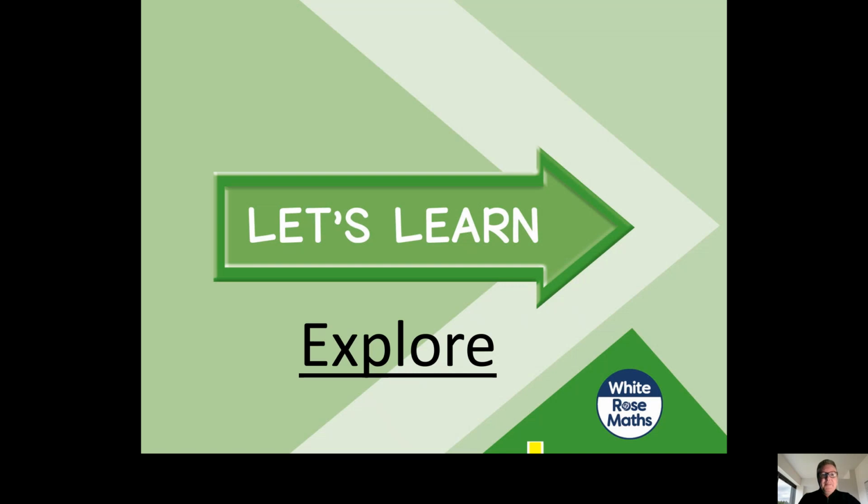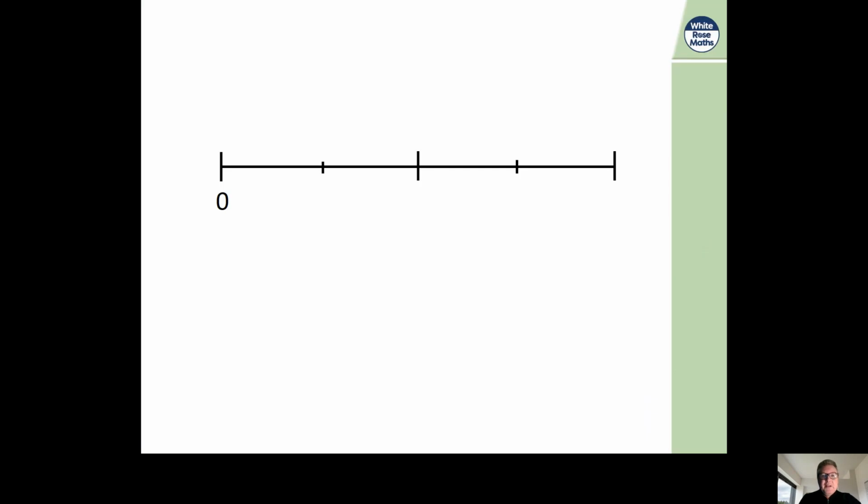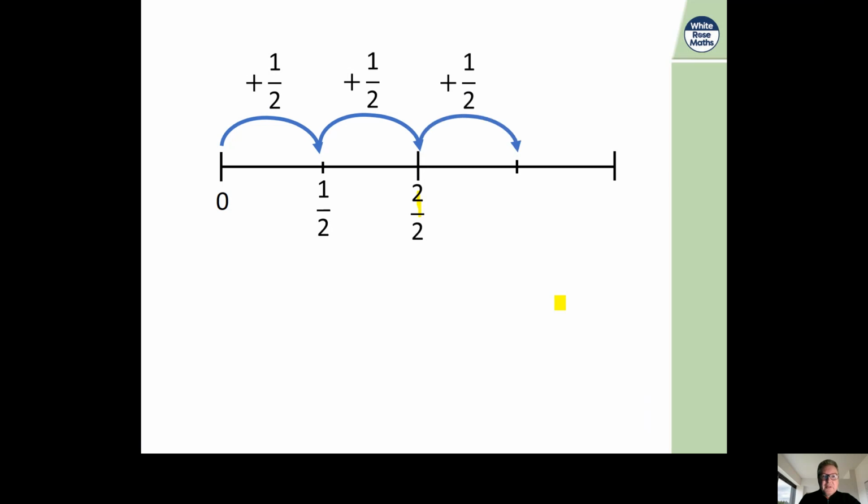Let's explore today, looking at a number line, and on this number line here, we're just making a jump plus a half. So we've got 0 here, a half. So already I know this midpoint should be 1. Let's have a look. Half, another half, 1. So 2 halves, another half, 3 halves, 1 1/2. So what comes next?